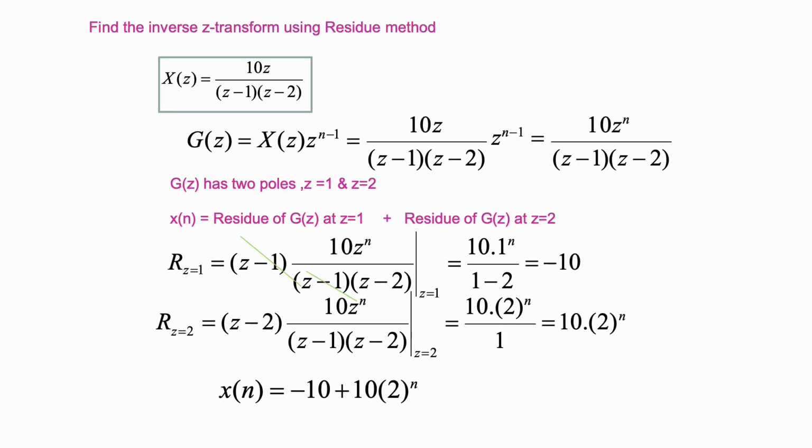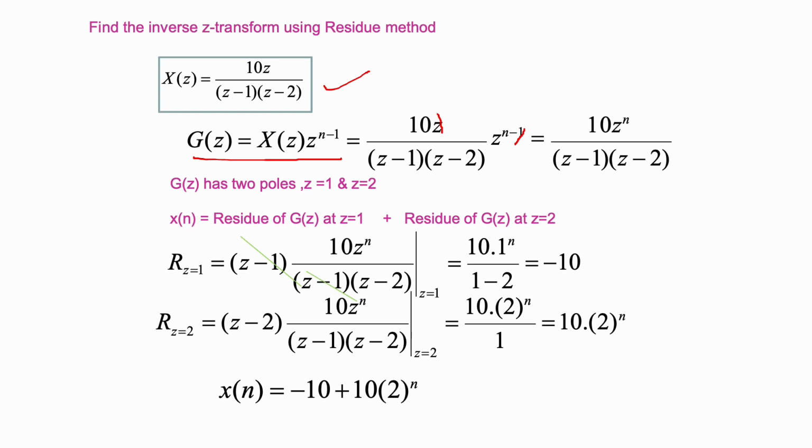Now we can see the problem. The first problem: X(z) equal to 10z divided by (z minus 1)(z minus 2). Now you write down g(z) equal to X(z) z power n minus 1. So X(z) is given: 10z divided by (z minus 1)(z minus 2) times z power n minus 1. Here z and z inverse get cancelled, so 10 z power n divided by the remaining terms.